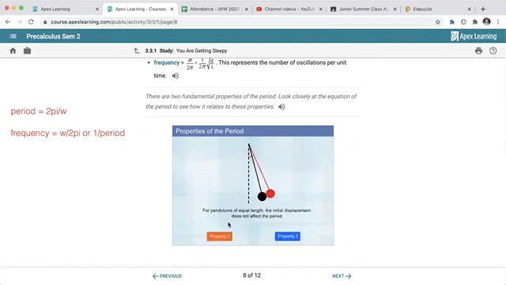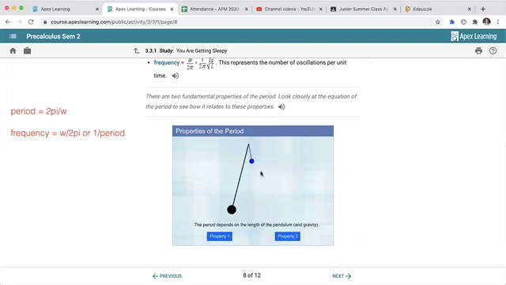Property one: for pendulums of equal lengths, the initial displacement does not affect the period. It's going to be the same period if it has the same length. Notice that the red and the black one, even though one goes higher than the other, still cross at the same point. So it's determined more by the length than by how far you pull it. Property two: the period depends on the length of the pendulum and the gravity. If you've got one much shorter than the other, it's going to have a shorter period than the one that's longer.